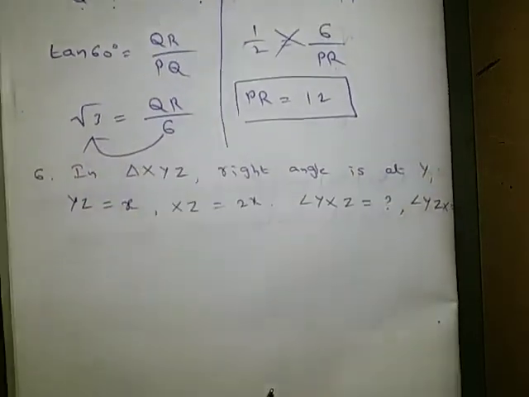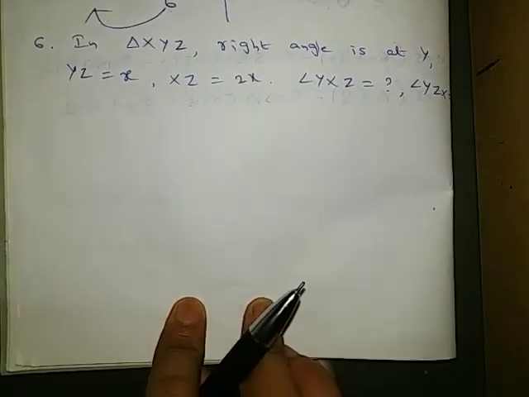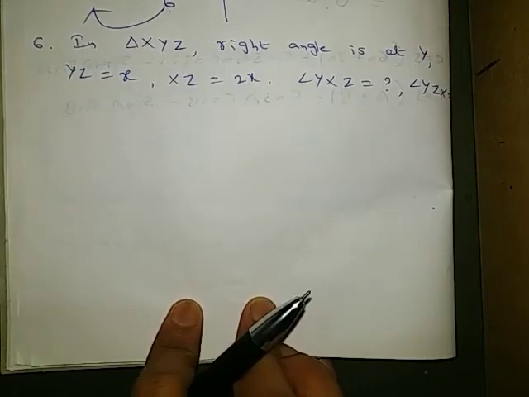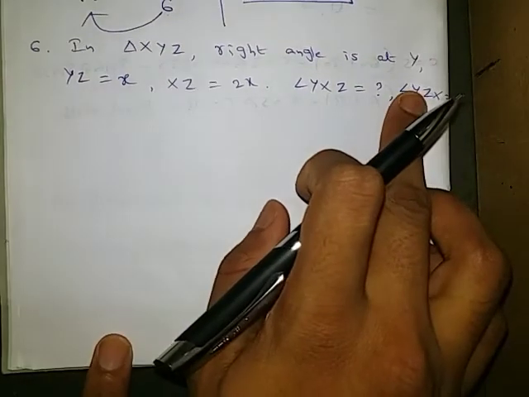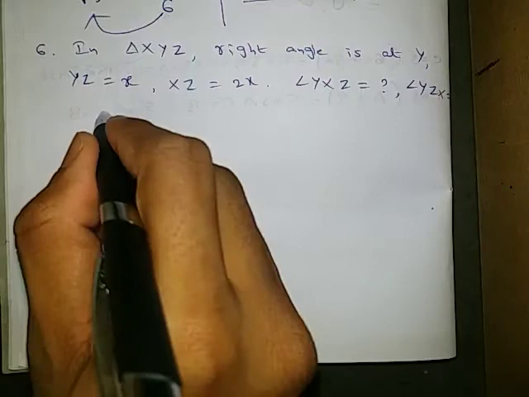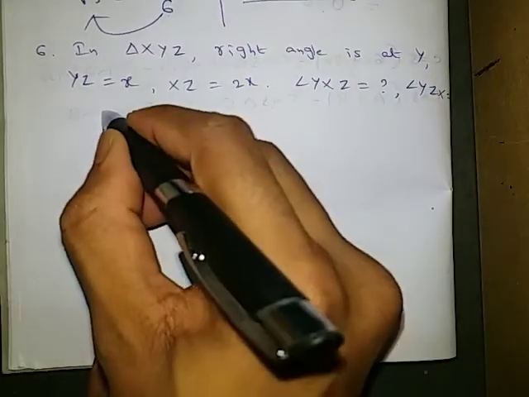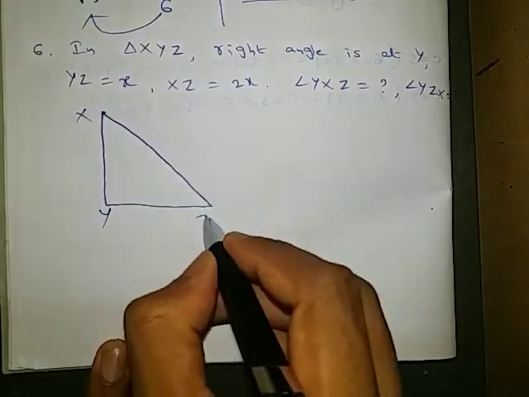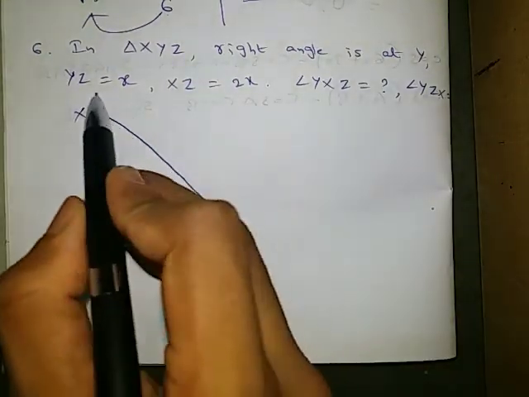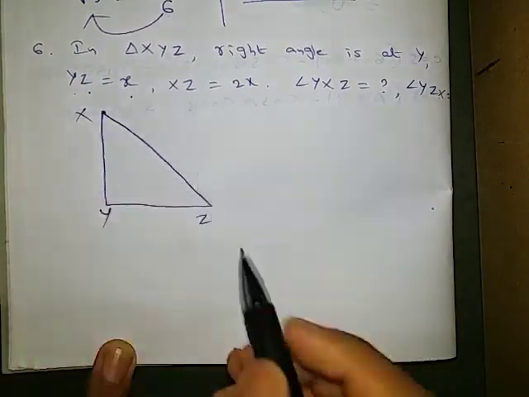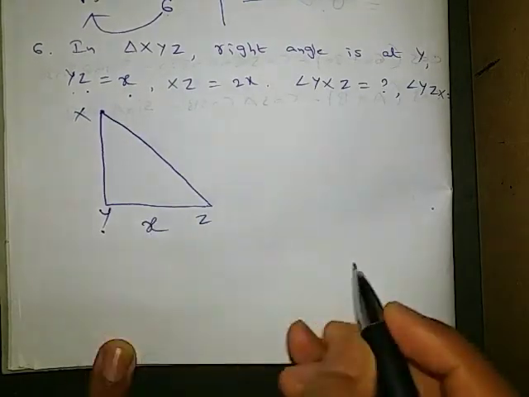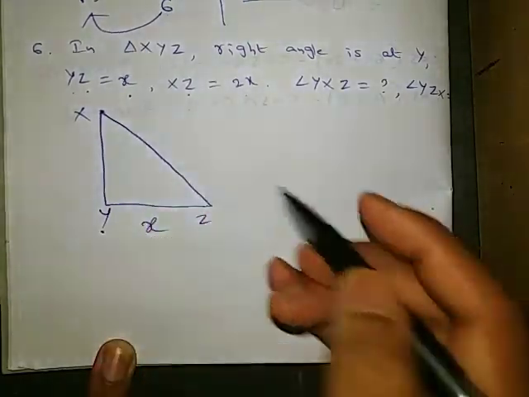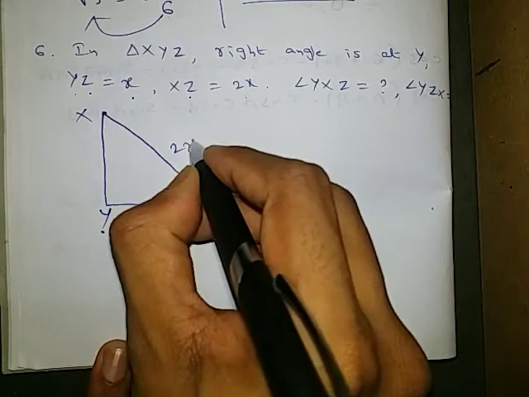Okay, let's move to the next question. In triangle XYZ, the right angle is at Y. We have one right angle triangle XYZ where the right angle is at Y. Next, YZ is small x. XZ is 2x. This hypotenuse is 2x.